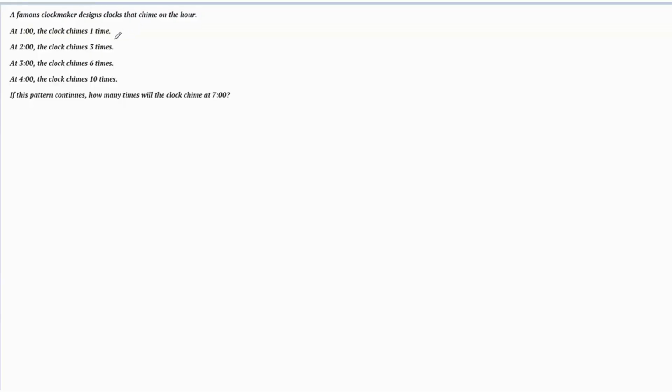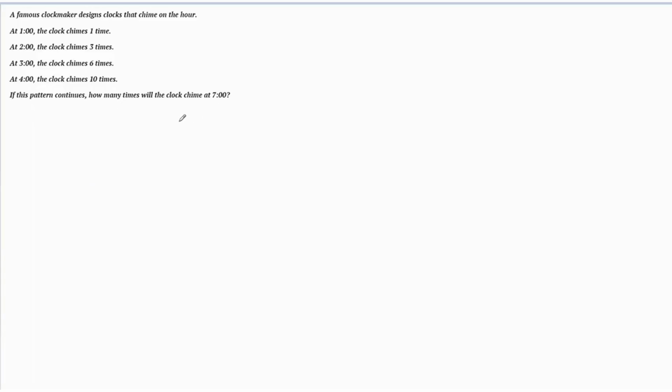All right, so here's the problem that we're going to take a closer look at today. A famous clockmaker designs clocks that chime on the hour. At 1 o'clock, the clock chimes 1 time. At 2 o'clock, the clock chimes 3 times. At 3 o'clock, the clock chimes 6 times. At 4 o'clock, the clock chimes 10 times. So if this pattern continues, how many times will the clock chime at 7 o'clock?